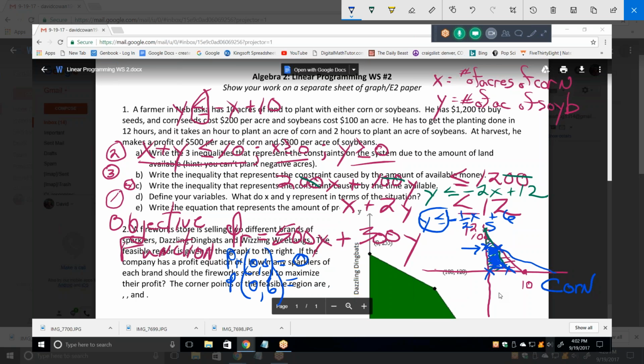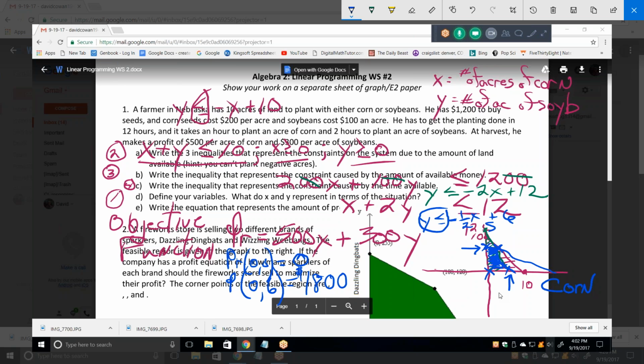So what is the profit on that point? Get your profit equation and just plug the x value in for x and the y value in for y. So 1,200. What's 6 times 3? 1,800. That's how much you make if you plant just 6 acres of soybean and you leave 4 of your acres unplanted.